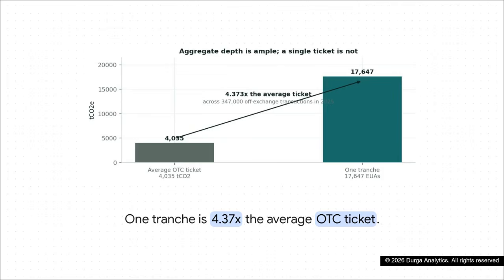What's actually happening is this. Executing just one single tranche of about 17,000 allowances is over 4 times the average off-exchange ticket. So your real constraint isn't market depth at all. It's the risk of signaling your predictable execution schedule to a very concentrated set of counterparties. That's a totally valid concern, but it means you need to vary your fill pattern, not completely halt your trading.